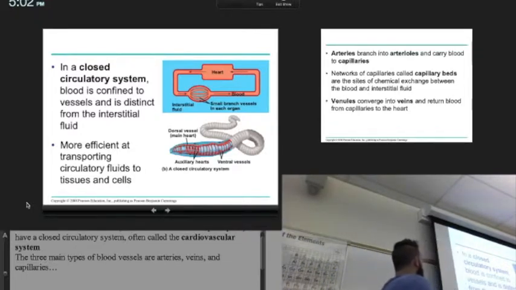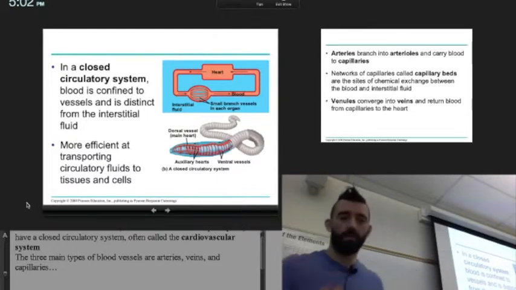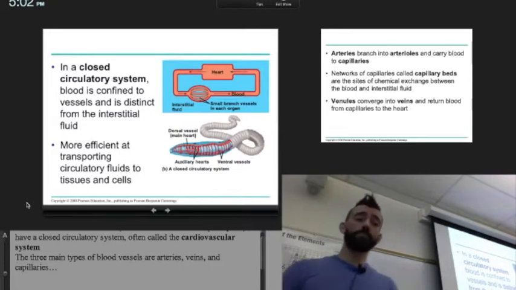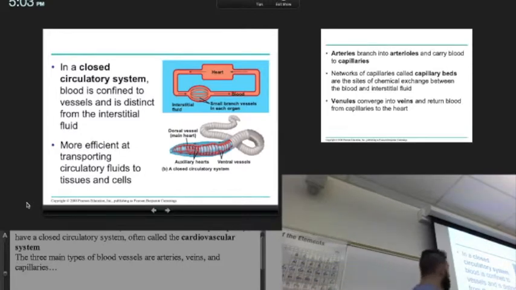So anyway, meanwhile, in lots of other organisms, notably vertebrates, as well as most annelids, like earthworms here, and cephalopods, you have a closed circulatory system. And that's where blood is confined to vessels. It's distinct from the interstitial fluid. So there is interstitial fluid that's sort of bathing all of the cells and tissues, but it's distinct from blood.